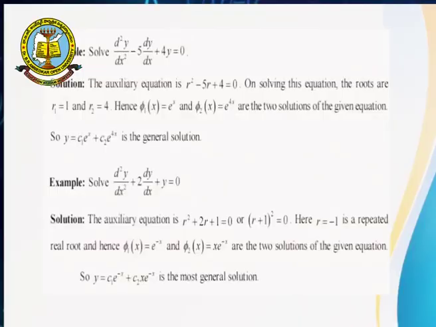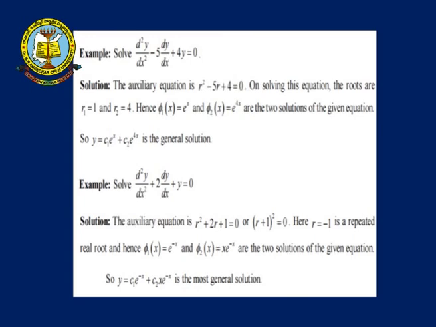Now I am taking an example for the homogeneous linear differential equation solutions. It is a second order equation: d square y by dx square minus 5 dy by dx plus 4y equal to 0. Here we write the complementary function. It is m square minus 5m plus 4 equal to 0. Here, instead of m, I am taking r. So r square minus 5r plus 4 equal to 0. If I find the roots, m1 equal to 1 and m2 equal to 4, that is r1 equal to 1, r2 equal to 4.